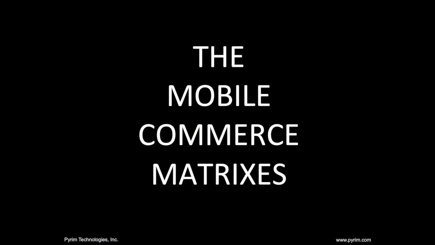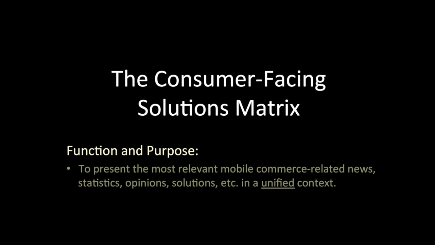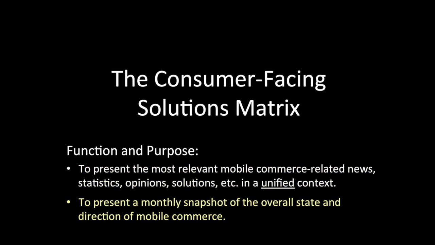The Mobile Commerce Matrices has two components. The first component is called the Consumer-Facing Solutions Matrix. The function of this matrix is to give you a coherent picture of consumer-facing mobile commerce by putting hundreds of disjointed pieces of information into a unified context. Its purpose is to give you a monthly snapshot of the overall state and direction of mobile commerce.